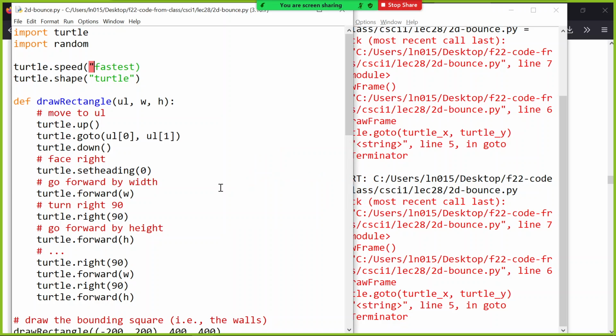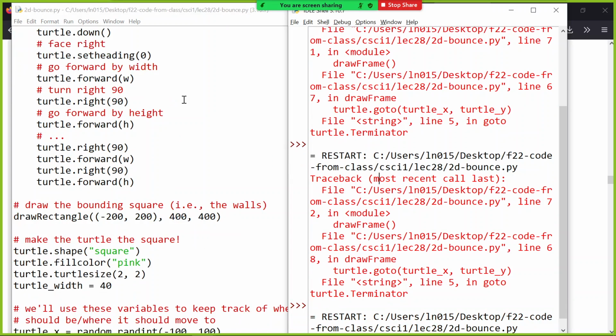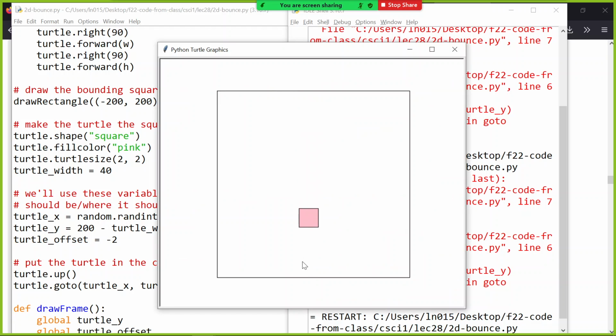Sorry. Oops. Need to close off my string there. And so there we go. Now we have a square bouncing.